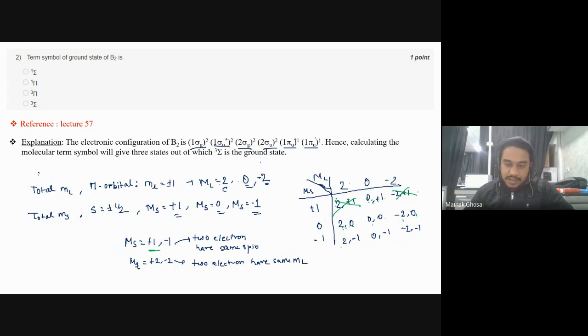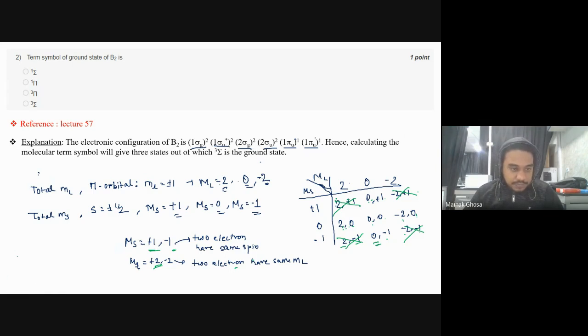Here 2 minus 1: same ml, same ms, cannot be considered. Okay, 2 minus 1, you write here. This is 2 here minus 1. So here ml equal 0 minus 1: ml is not the same, spin is the same, so it can be considered. Minus 2 minus 1 you cannot consider because these two have the same spin and same ml. So only 5 combinations are possible.